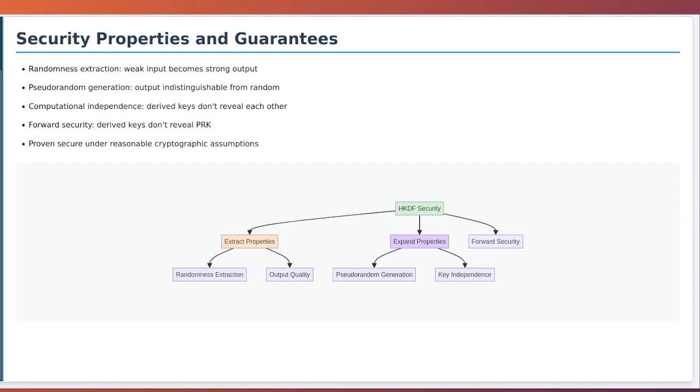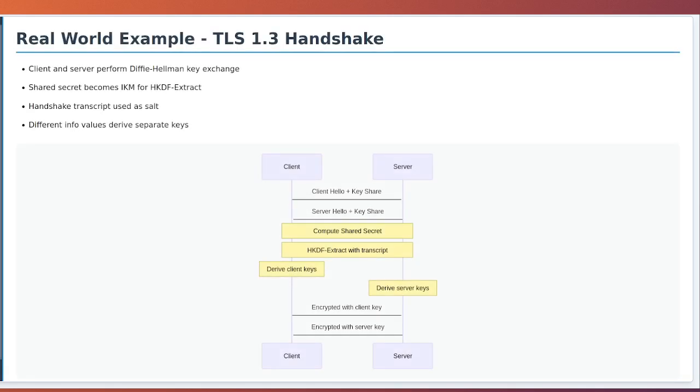These security properties rely on the underlying strength of HMAC and the hash function you choose. As long as your hash function remains secure against collision and preimage attacks, HKDF remains secure. The beauty is that HKDF's security has been proven mathematically under reasonable assumptions about HMAC, so you are not relying on ad hoc designs. Real-world example: TLS handshake.